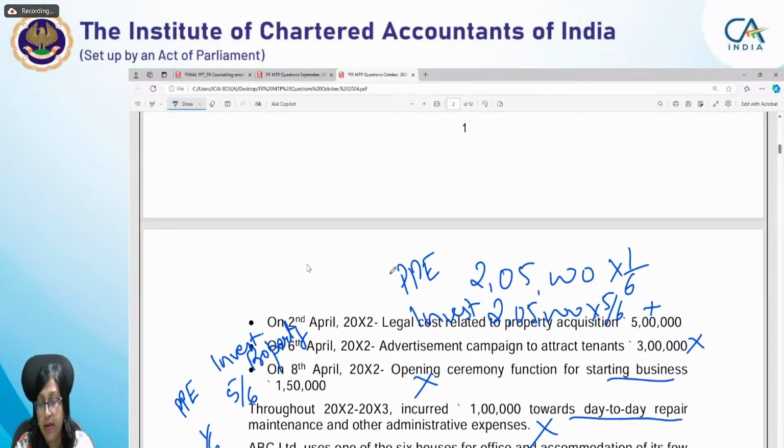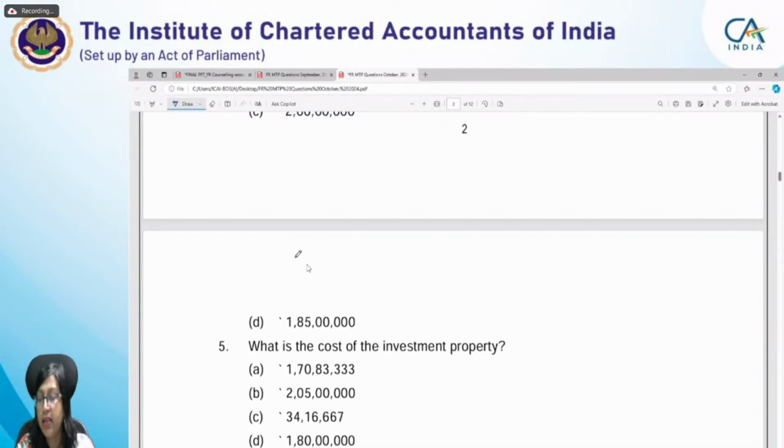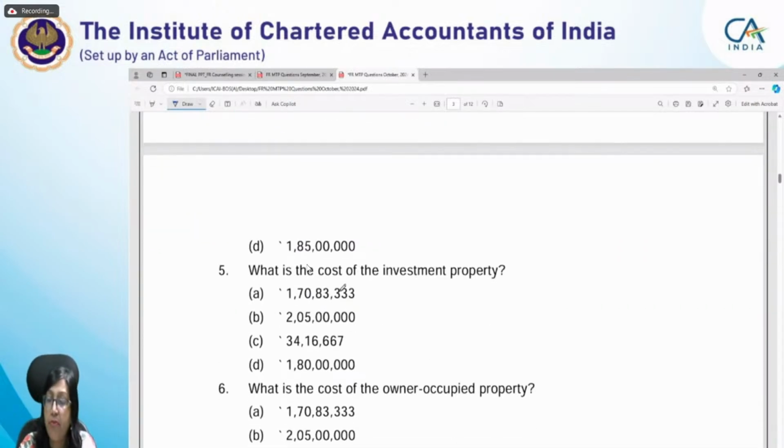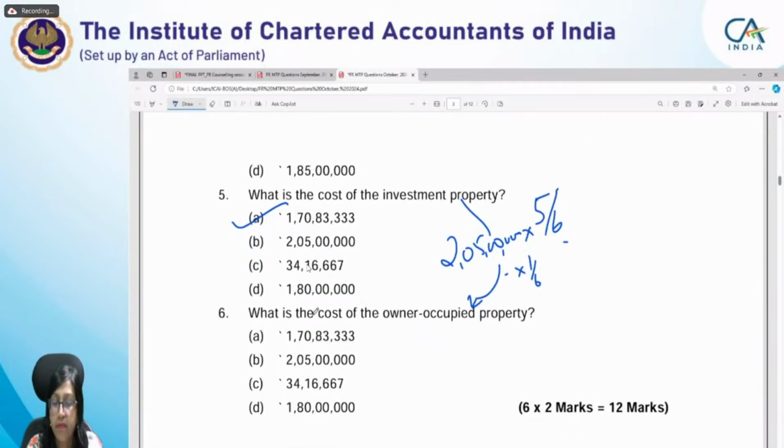Now let's see the question part. What is the cost of the entire property? This we have already calculated: 2 crore 5 lakh. Then what is the cost of investment property? Investment property is 5 by 6 of 2 crore 5 lakh, and 1 by 6 of the same will be your own occupied property. So you will get this value for the 5 by 6 figure, and this value for your 1 by 6 property. I have given you the formula. You can calculate it on your calculator and we can move forward.